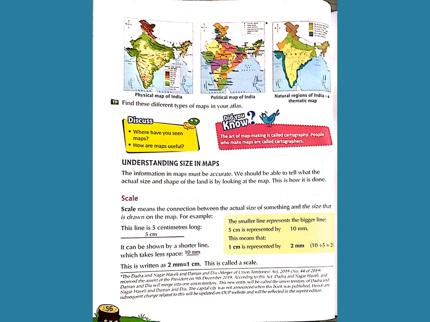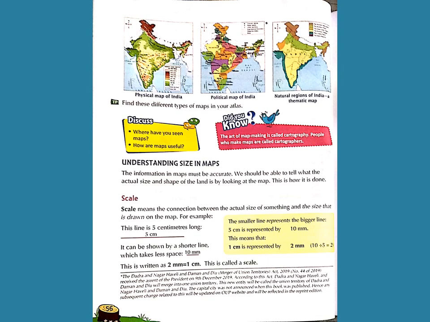The example. This line, can you see a line? Yes, this line is 5 centimeter long. Okay? Now you can show this line by a shorter line which takes less space. The same line can be shown by a shorter line because your space is limited in a map, that is of 10 millimeter. So when you are showing a 5 centimeter line in the form of a 10 millimeter line, it is written as 2 millimeter is equal to 1 centimeter format. Okay? And this format is called a scale.